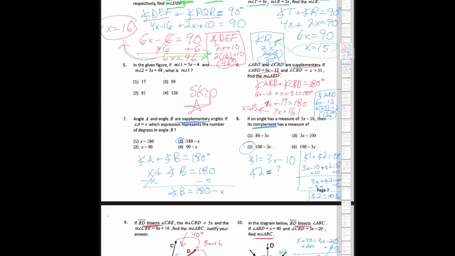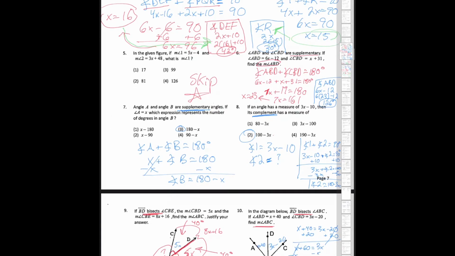We're going to skip number 5 because the diagram was cut off. Now, number 6, angle ABD and CBD are supplementary. So supplementary means we are setting them equal to 180 degrees when we add them.